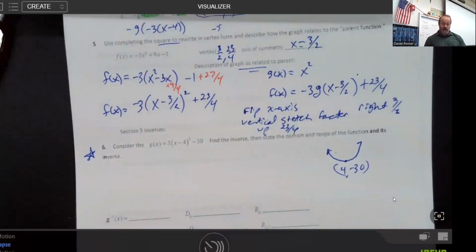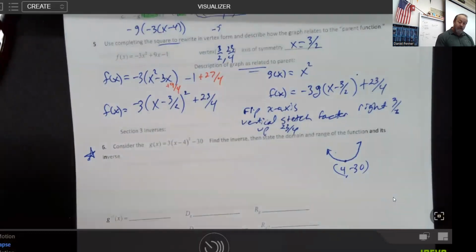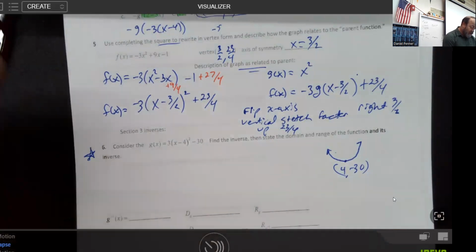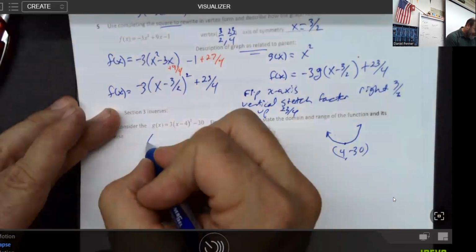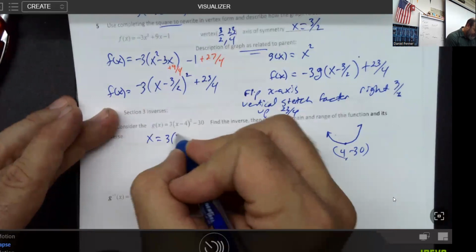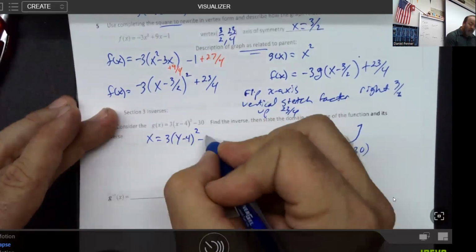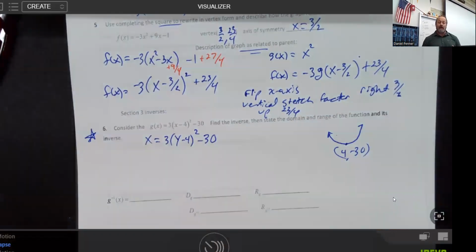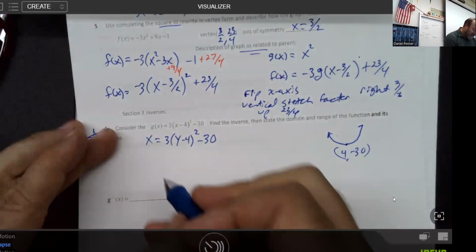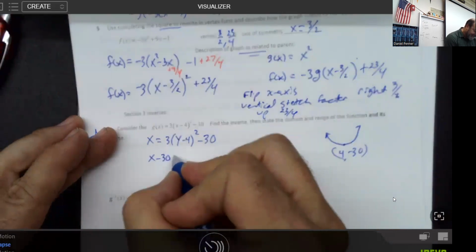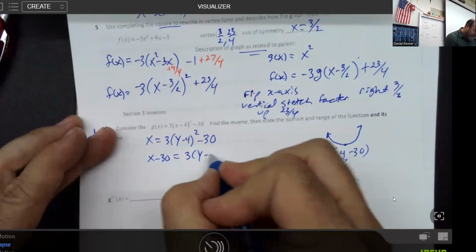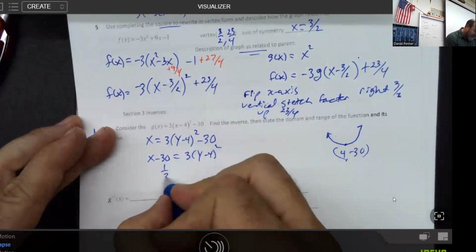Please remember that. Now, we know that when we go ahead and do this work, we're going to swap x and y. And we're going to do whatever we can to now resolve that problem for y. So, of course, I'm going to move the 30 to the other side. I'm going to multiply both sides by 1/3.